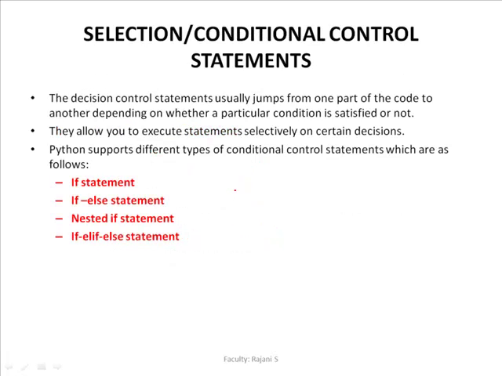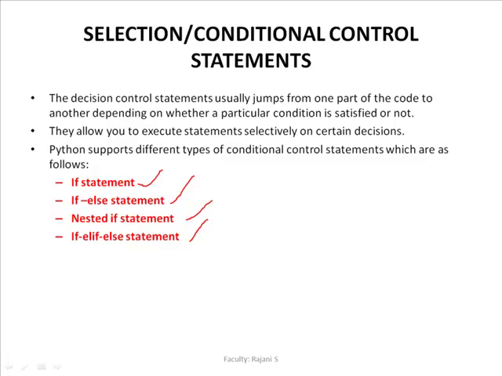Conditional control statement. In a programming language, most of the time we have to control the flow of execution of our program, and we want to execute some set of statements only based on a condition, and sometimes we want to execute another set of statements. There we can use these conditional statements. They allow you to execute statements selectively based on certain decisions. So that's why we can call these conditional statements selective control statements or conditional control statements. Python supports different types of conditional control statements. Those are if statement, if else statement, nested if statement, and if elif else statement.